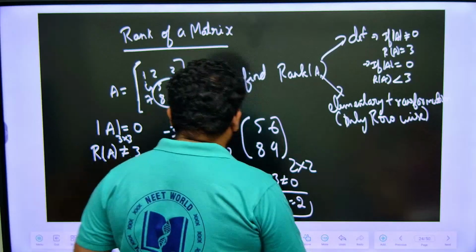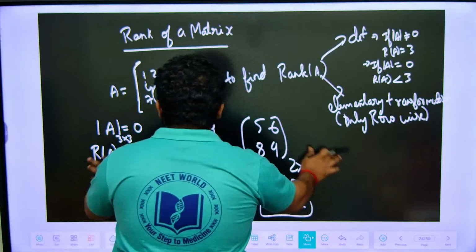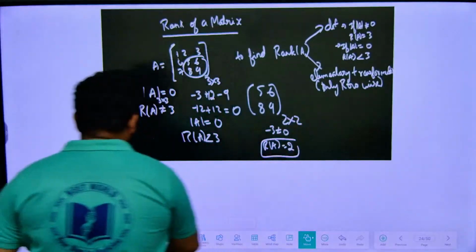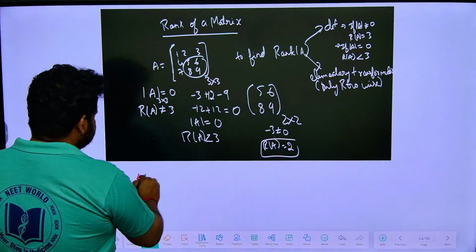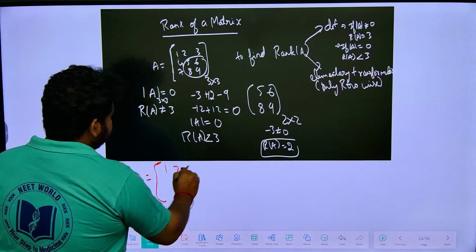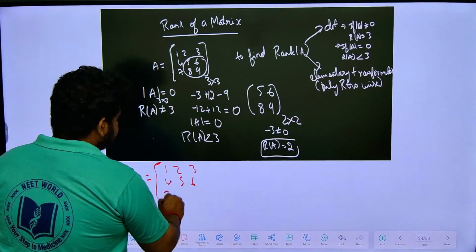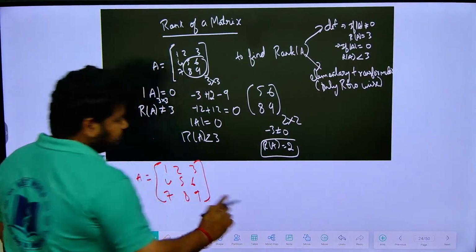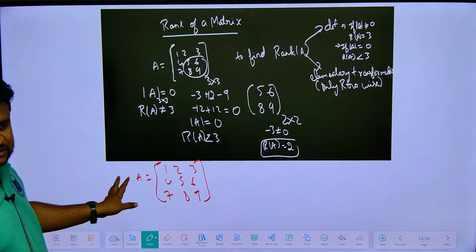Okay. Now let us check in row wise whether we will get 2 or not. We will take the same matrix. What is the matrix that is given? So A is equal to, let us take it as 1 2 3 4 5 6 7 8 9. So we have to do the transformation row wise.